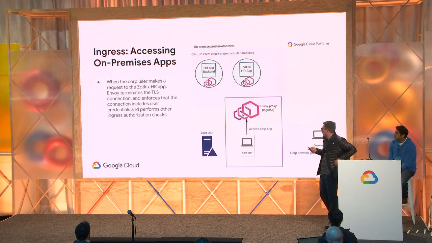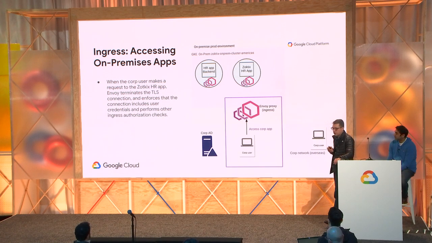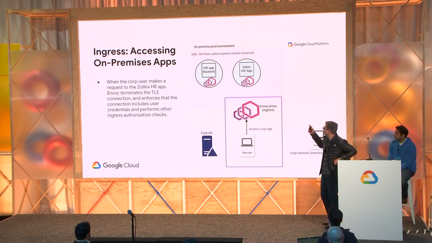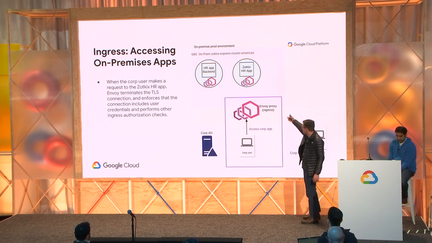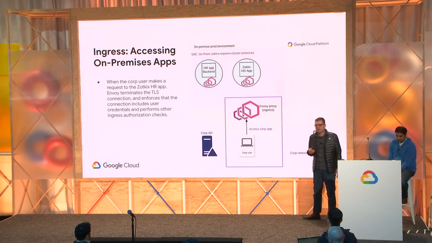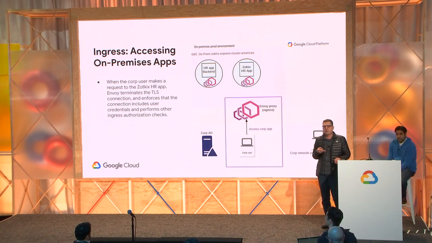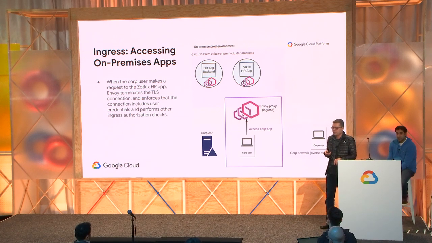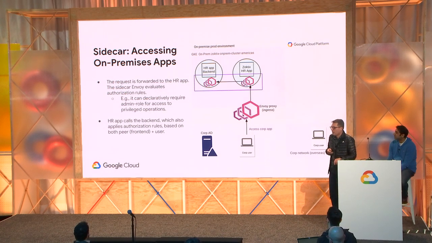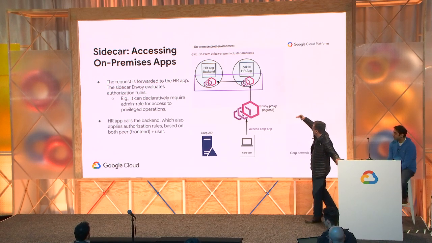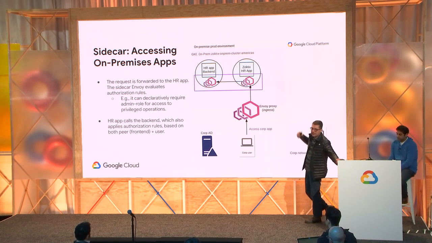So here, when the Corp user is authenticated using credentials from the Corp environment, and they make a request, let's say to the Zotkix HR application, the ingress proxy will terminate the TLS connection and will enforce that the request includes user credentials. Later, as the request travels down the stack, you can have policy being applied at every hop.